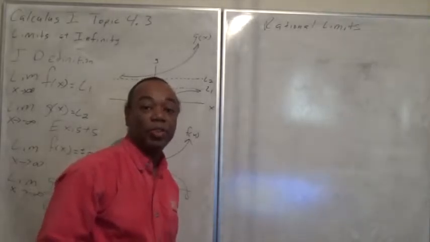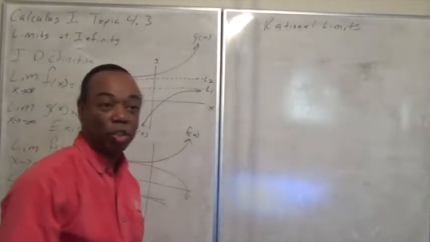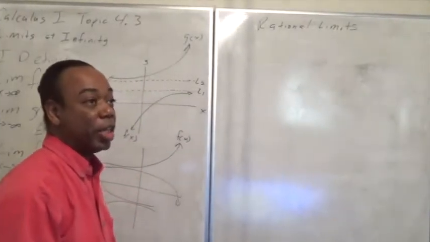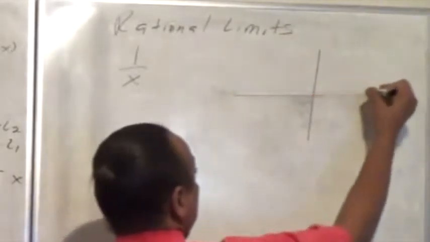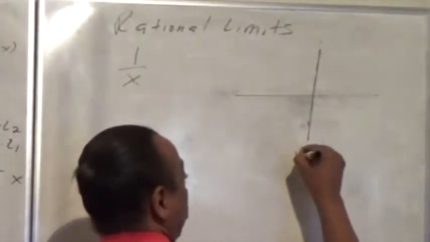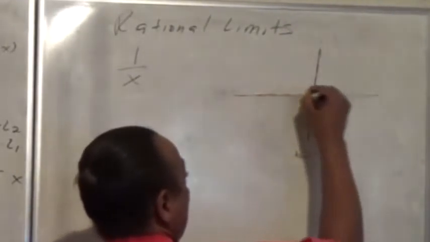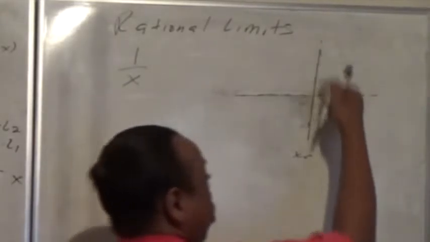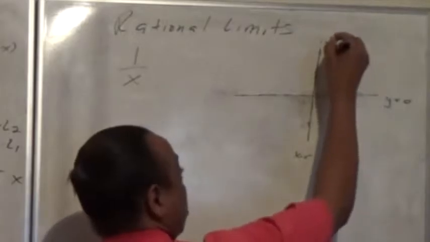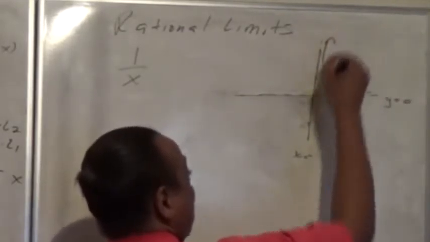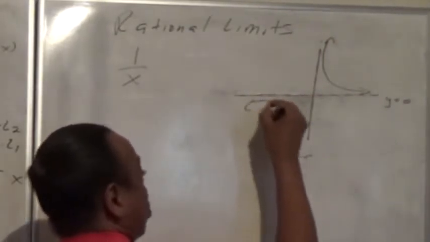Now we're going to look at some specific functions, instead of just saying general f and general g. Let's look at the function 1 over x. The function 1 over x looks like this. It has a vertical asymptote of x equals 0, and a horizontal asymptote of y equals 0. The graph exists in the first and the third quadrants, getting closer and closer to the asymptotes.